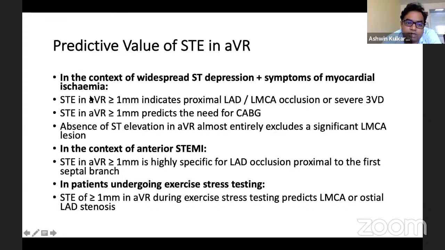So AVR has a lot of propensity to tell you whether the occlusion is at the left main coronary artery or at the proximal LAD also. ST elevation in AVR is specific for LAD occlusion, proximal branches. And also, if there is ST elevation of more than 1 mm during a TMT or exercise test, it predicts LMCA and LAD stenosis.